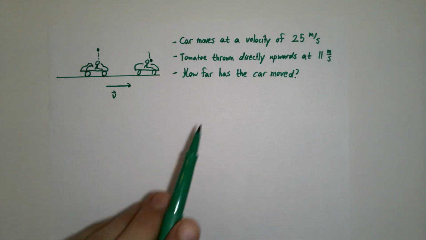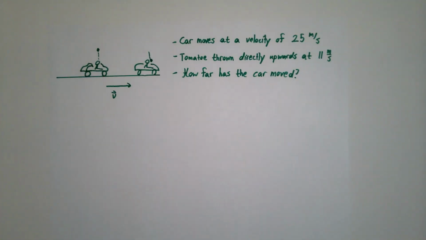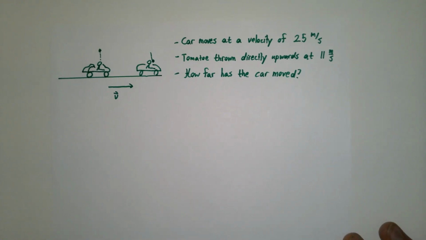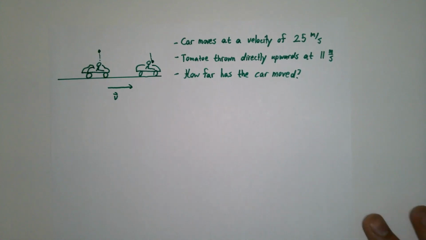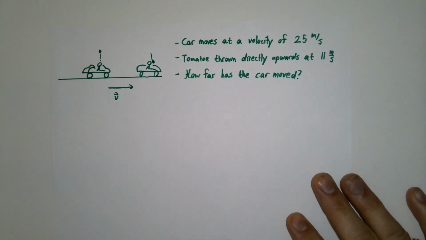Our question is, how far has the car moved in the time that the tomato left the person's hand and finally returned to their hand? Our immediate thought should be, what tools do we need to use in order to understand and solve this problem, to answer this question of how far the car has gone?